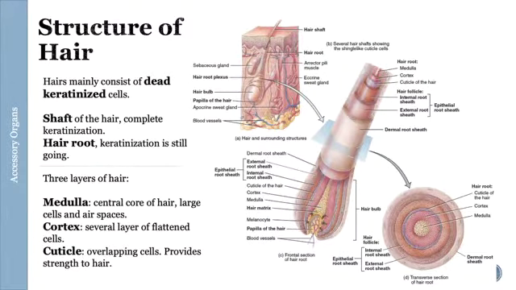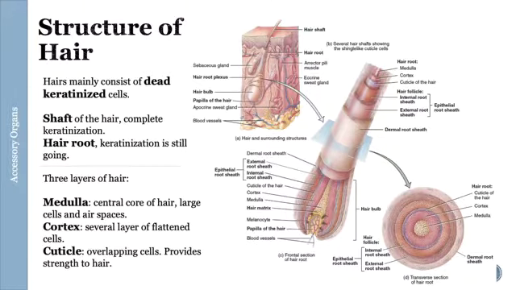So the structure of hair. Hair mainly consists of dead keratinized cells. The part of the hair that we can see is basically just cells filled up with keratin. The shaft of the hair, which is the part on top of the skin, is an area of complete keratinization, meaning that every cell on that hair shaft is dead. It is just a bag of keratin.